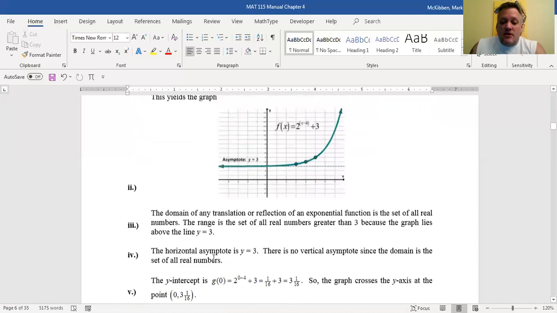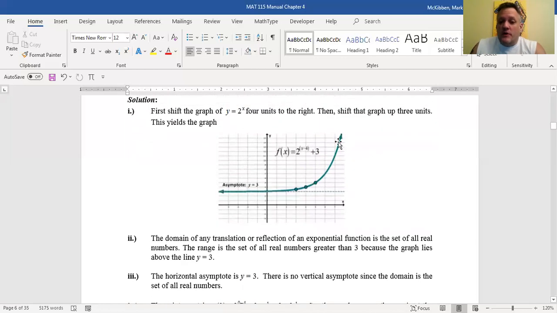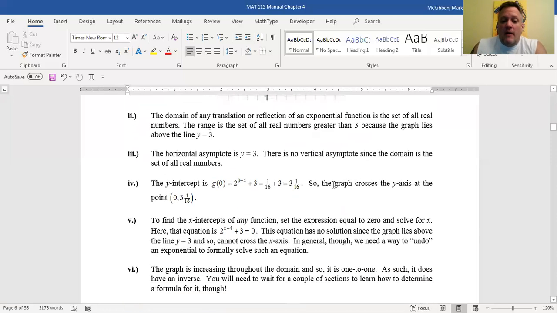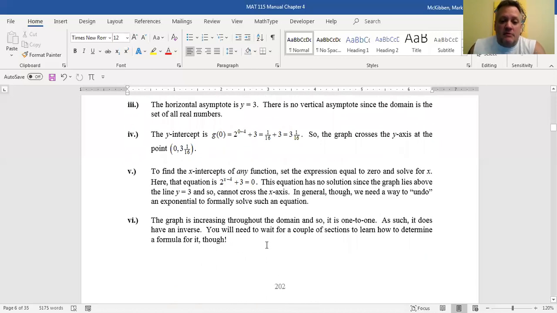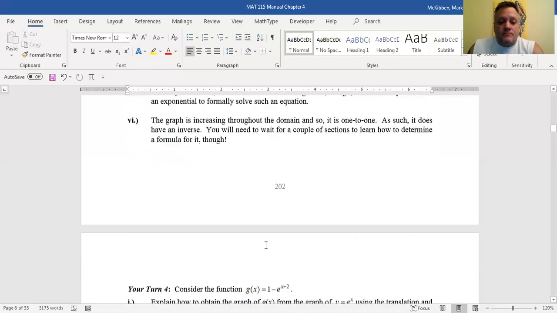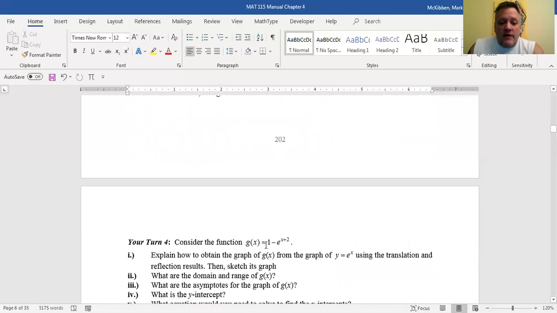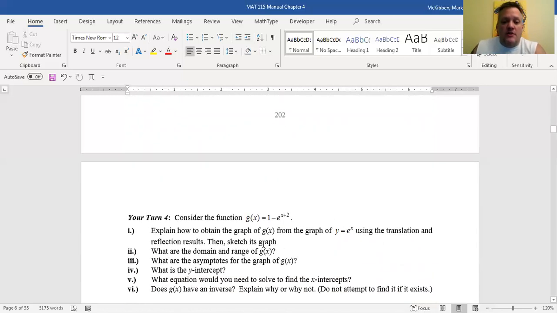Notice that it actually is increasing, right? So from left to right, it's always going up, even slowly initially, but it's still always going up. And so the function's 1-to-1, and hence it has an inverse. The problem is we don't yet know how to compute an inverse of an exponential. We'll have to wait until we talk about logs to be able to do that. All right, you go ahead and try this one and then check yourself once you're finished.